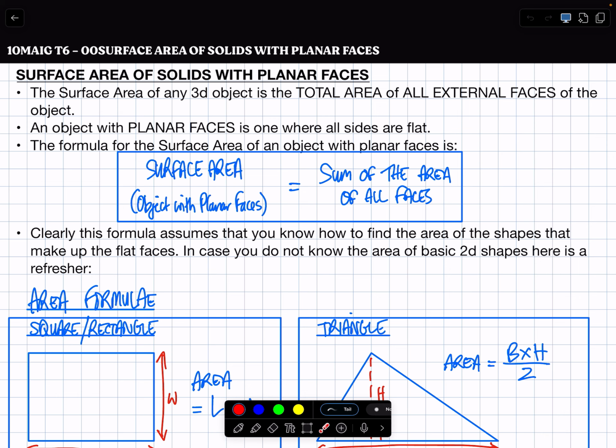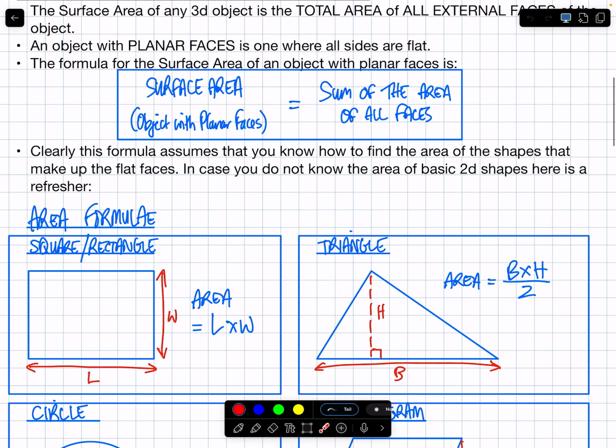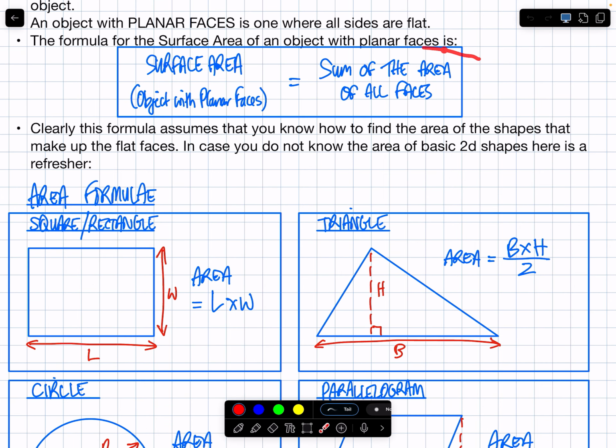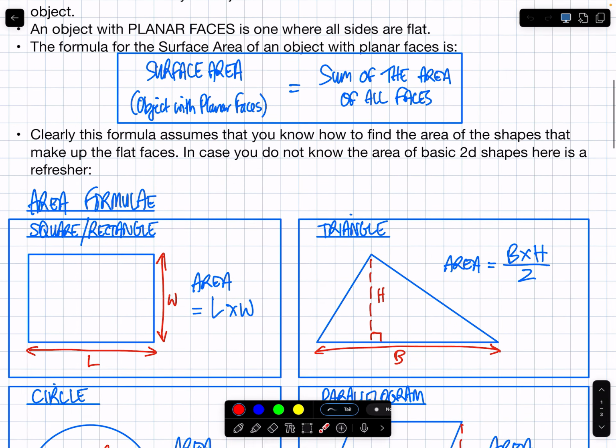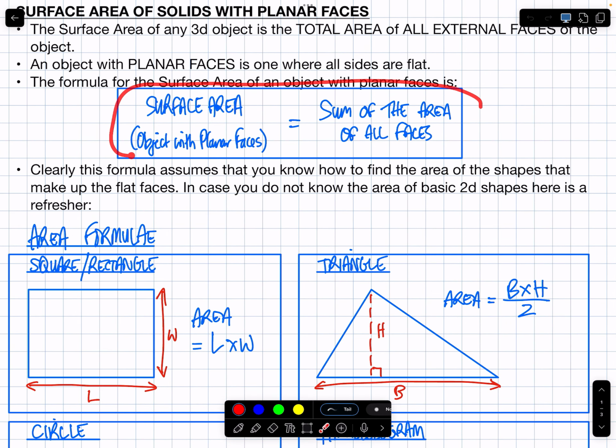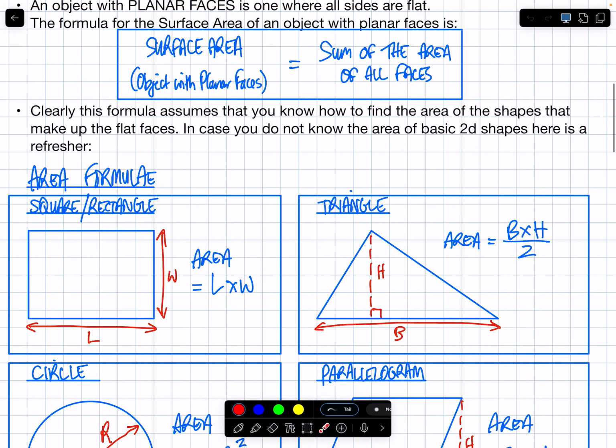Now notice that under here, this formula assumes that you know the area of different face shapes. I'm going to remind you about the ones that you need from now until year 11. So firstly, can you get this formula? Surface area of an object with planar faces is the sum of the area of all faces. And then we're going to go through individually each of the area formula below.